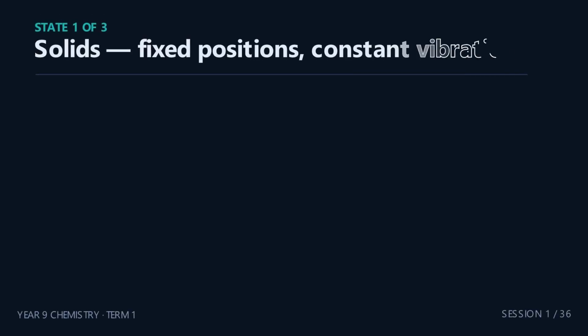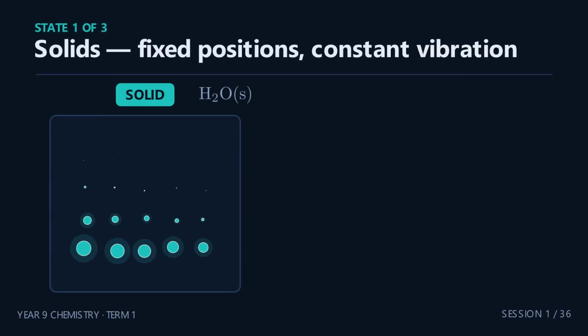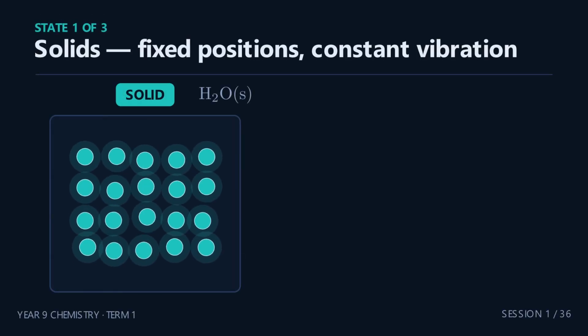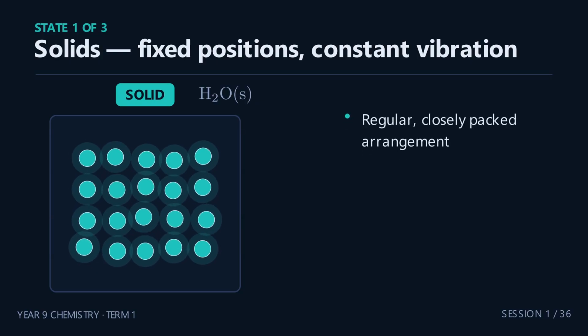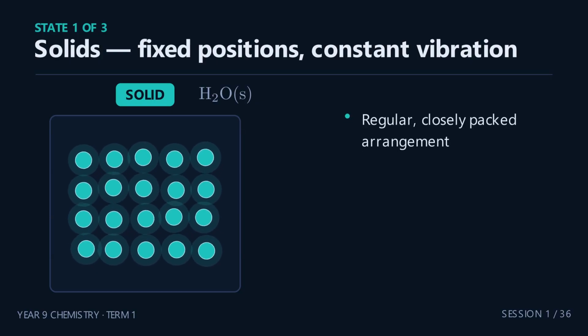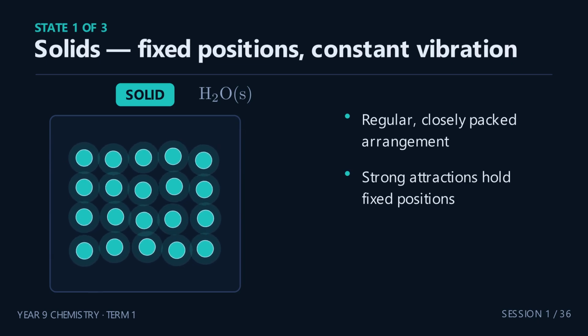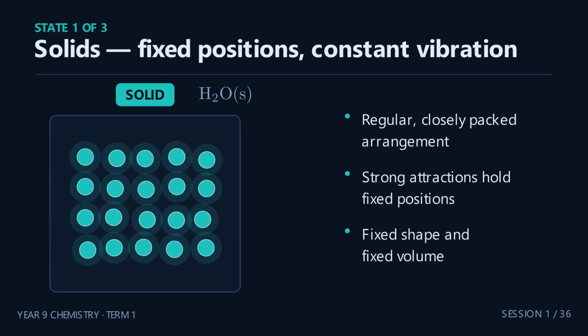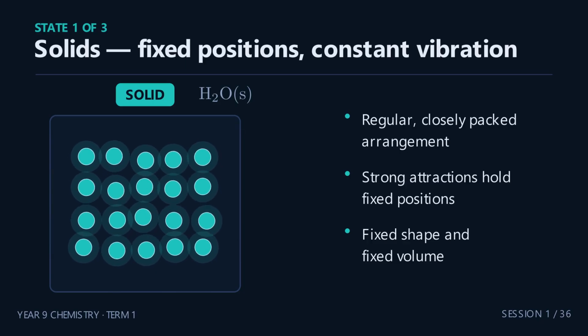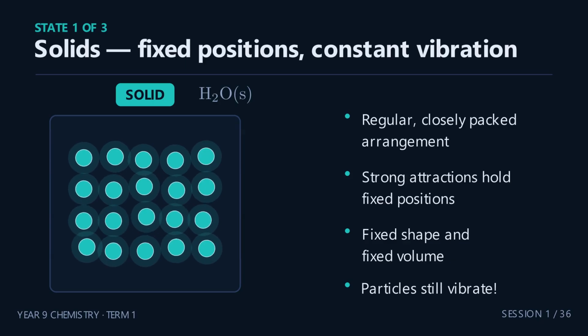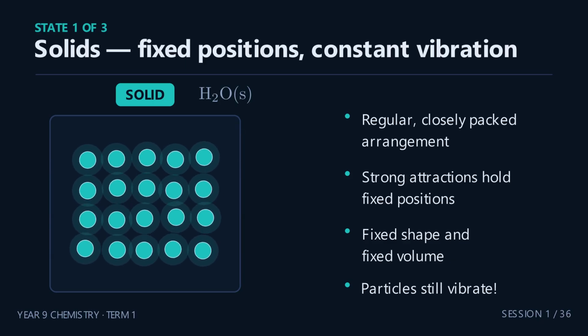Let's apply the model, starting with solids. In a solid, the particles are arranged in a regular, closely packed pattern, and each particle is held in a fixed position by strong attractions to its neighbors. That is why a solid keeps a fixed shape in a fixed volume. But look closely. The particles are not motionless. They vibrate constantly around their fixed positions.